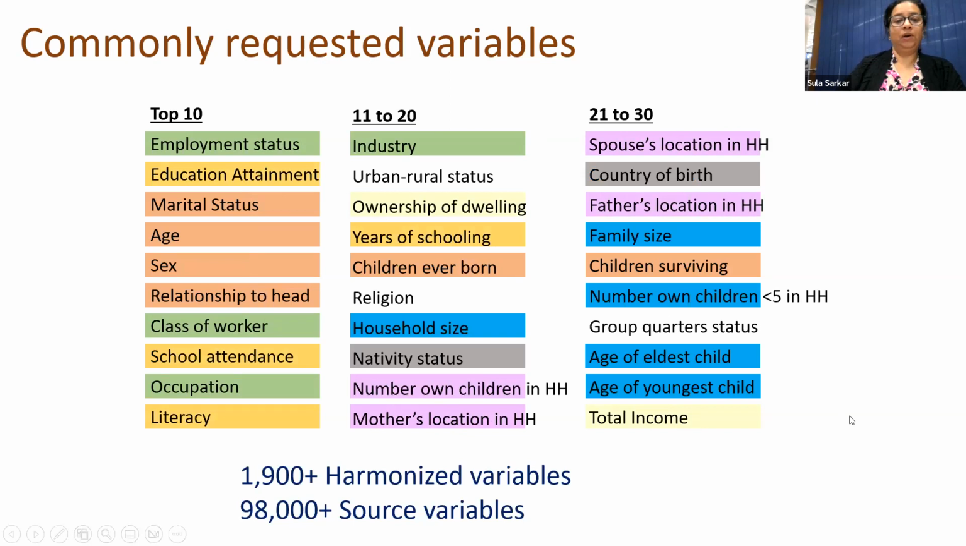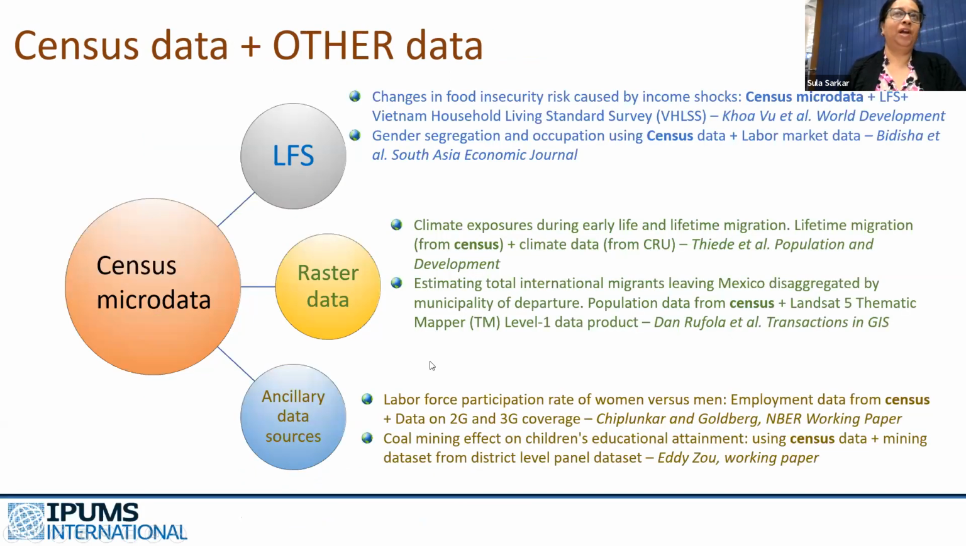So why are we in a health conference talking about health data, and why am I talking about census data? You're wondering. But the number of persons in the census data is huge, so your sampling frame is much greater than some of the surveys that we talked about. So one of the ways people are using census data is in conjunction with other data. You have LFS data, people use raster data along with census data.